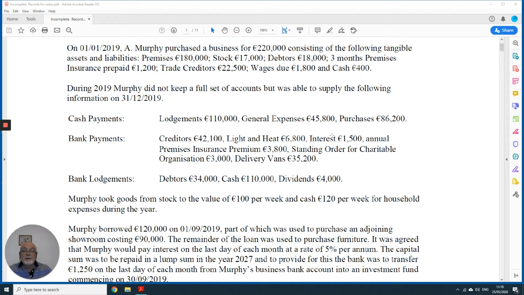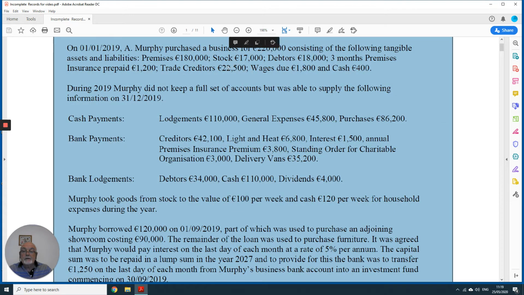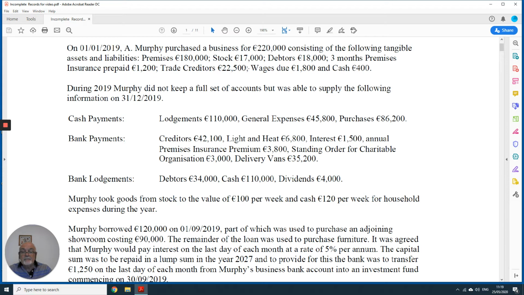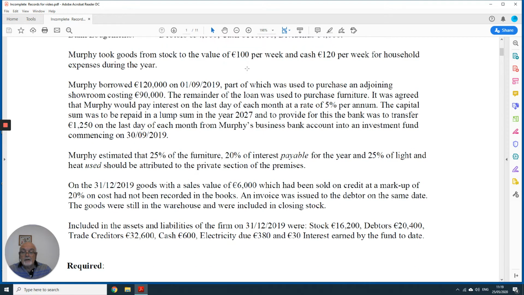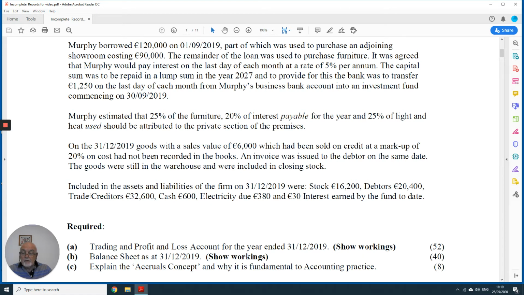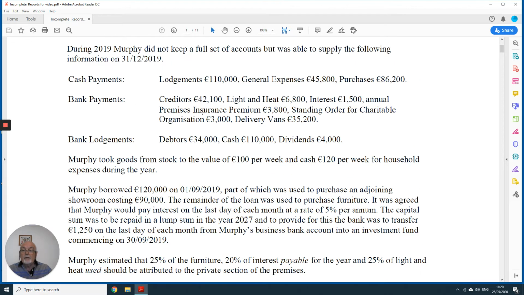Similarly with the creditors, we can see up here the amount that we owe them at the start of the year. At the end of the year, we can see the amount we still owe our suppliers, 32,600. And during the year in our bank payments, the first entry there is the amount that we paid our creditors during the year. So again, armed with those three figures, we can do a creditors control account to find the purchases. That was how we established that this was a control account method.